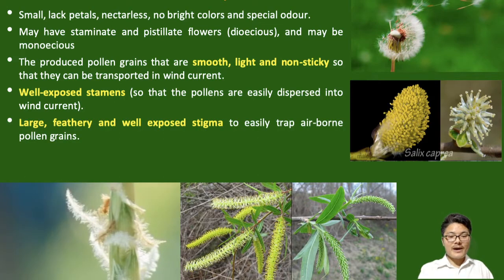On the other hand, stigma of the wind-pollinated flowers are also large, feathery, and well exposed, so that pollen grains which are released by anther of stamen can be trapped easily to achieve successful pollination. Most of the wind-pollinated flowers usually produce single seeds, and in order to produce single seeds they should have single ovule. So wind-pollinated flowers usually have single ovule.